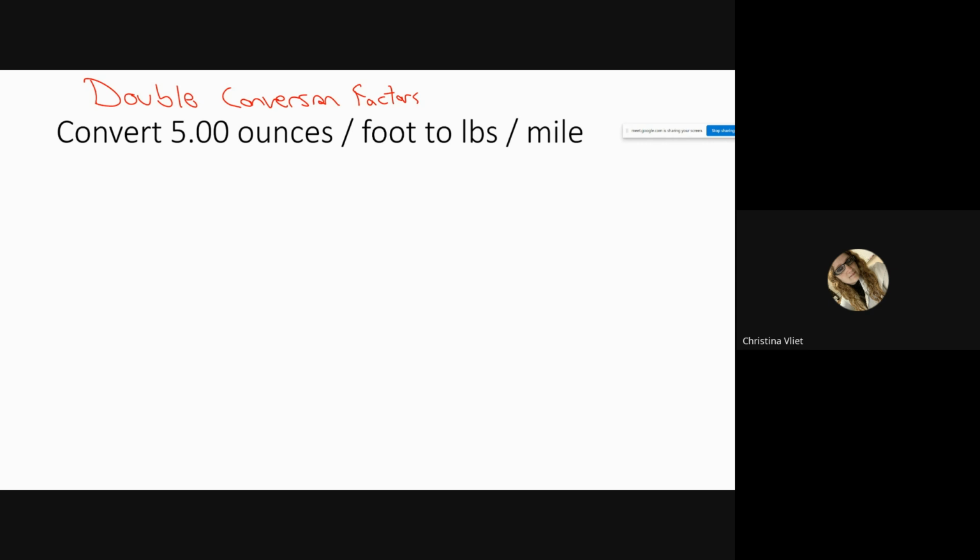So step 1 would be to identify what's your given and what's your asked for. I would rewrite it as 5 ounces, which I'm going to write over how many feet? If there's no number, do you remember what I just said? It's 1. This is to help you work out the math. That's why you see me rewriting it. And what am I changing this to?